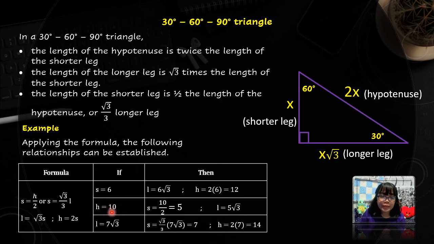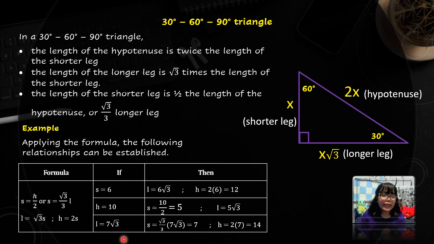So, hypotenuse is equal to 10. So, remember, shorter leg is equal to half the hypotenuse. So, if the hypotenuse is 10, we need to divide this one by 2 to get the shorter leg. So, 10 divided by 2, that is equal to 5. So, shorter leg is 5. Now, since we have solved for the value of the shorter leg, we can now get the longer leg. So, remember, the longer leg is the shorter leg times square root of 3. So, shorter leg is 5 times square root of 3. So, our longer leg is 5 times square root of 3.